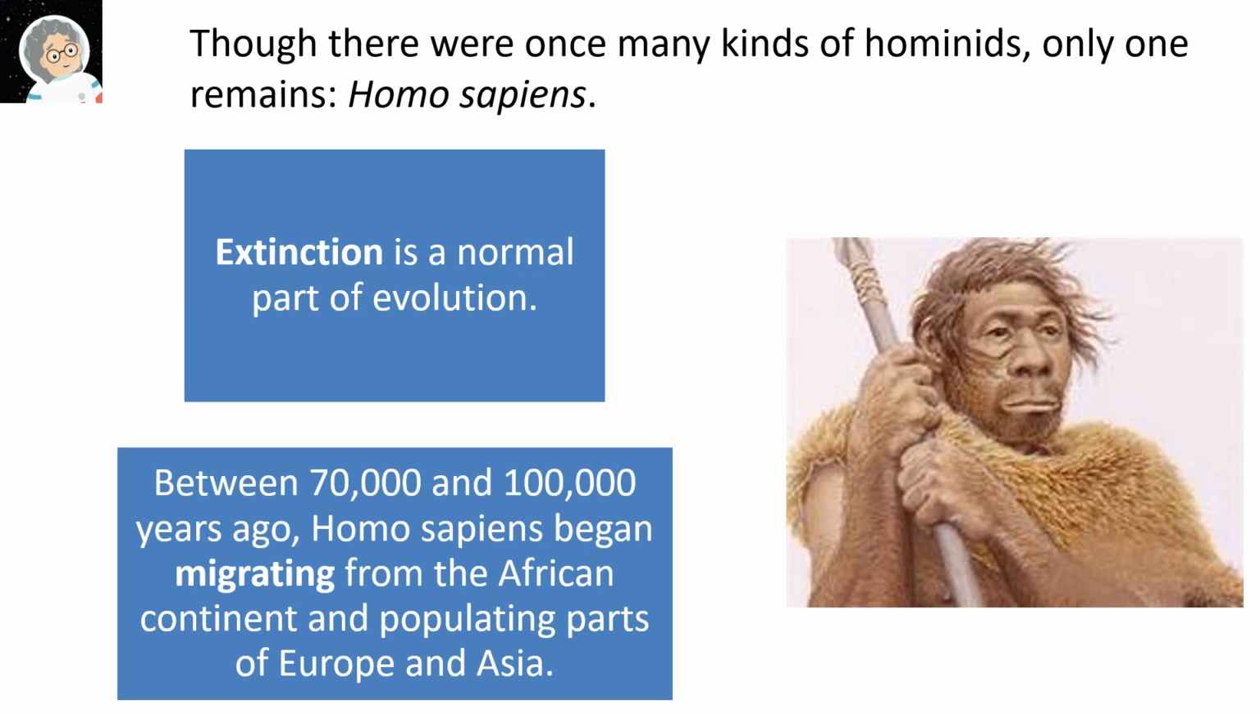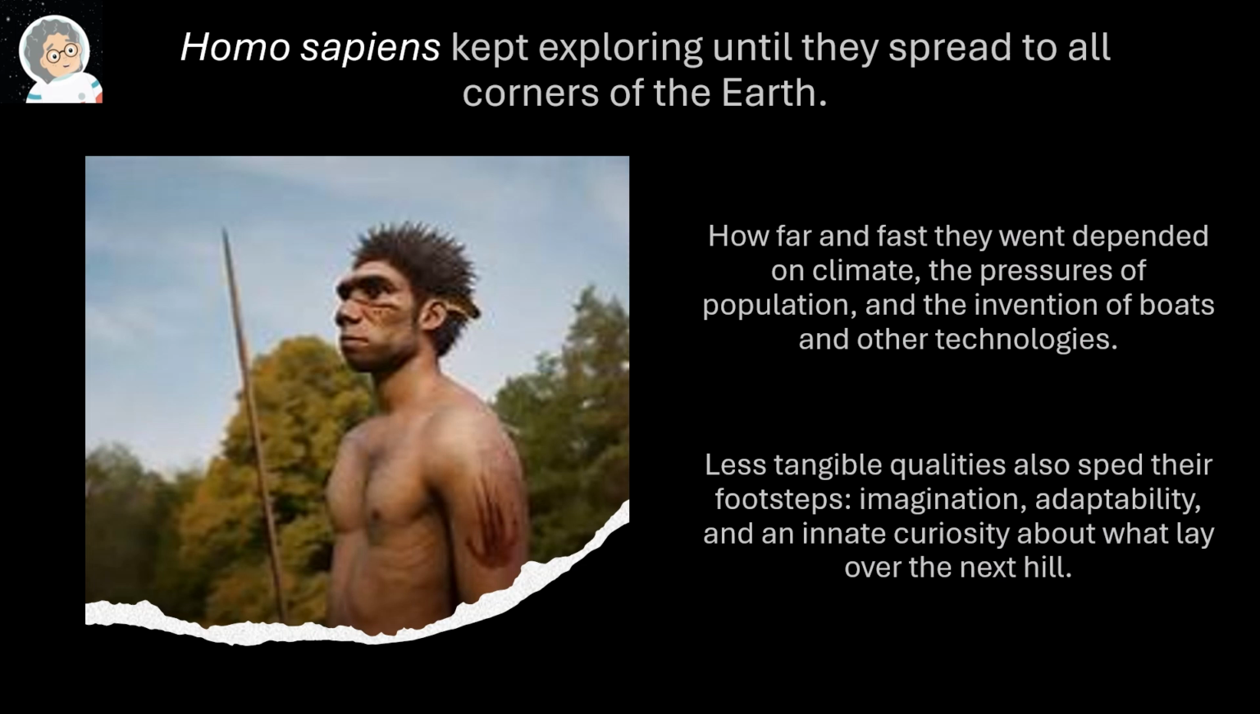Between 70,000 and 100,000 years ago, Homo sapiens began migrating from the African continent and populating parts of Europe and Asia. Homo sapiens kept exploring until they spread to all corners of the earth. How far and fast they went depended on climate, the pressures of population, and the invention of boats and other technologies. Less tangible qualities also sped their footsteps. Imagination, adaptability, and an innate curiosity about what lay over the next hill.